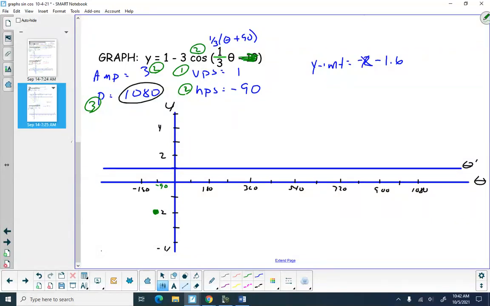Which is where, Paige? 990. So at 990, we'll be at the exact same spot, which is at 2. Halfway between -90 and 990: add them together, divide it by 2.